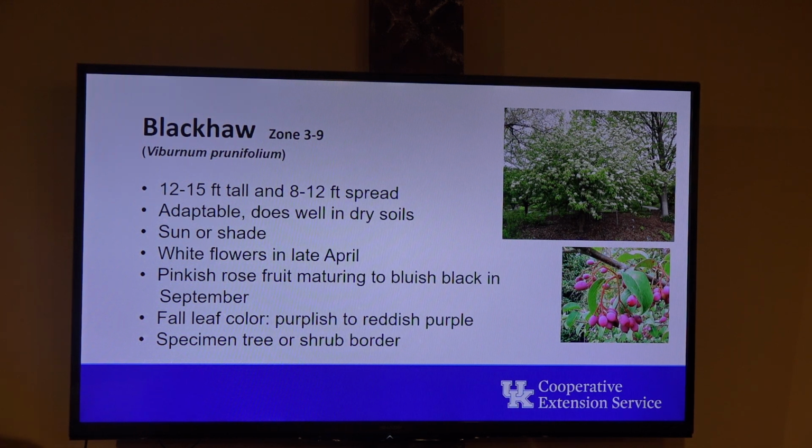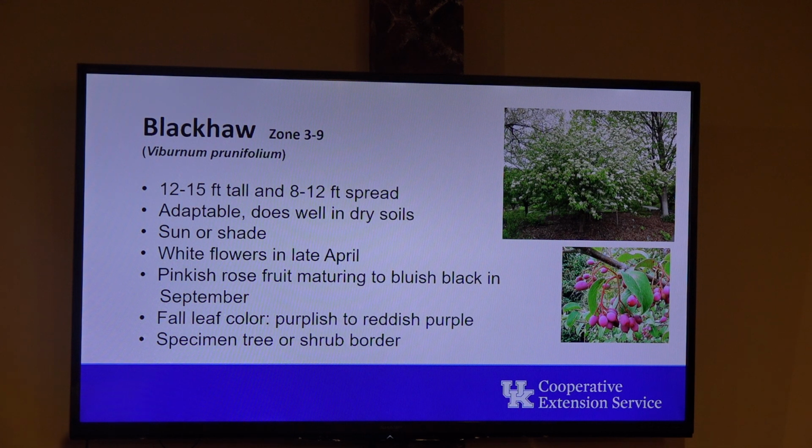Black haw. As I did this, I thought, I can't find any natives, and then I think I found that most of these are natives in this presentation. But the Viburnum prunifolium, this particular one, is 12 to 15 feet tall and 8 to 12 feet wide at maturity. So again, remember, if you want to keep these smaller, you'll definitely have to prune them every year. Watch your timing, because if you prune it at the wrong time of year, you won't have any fruit.